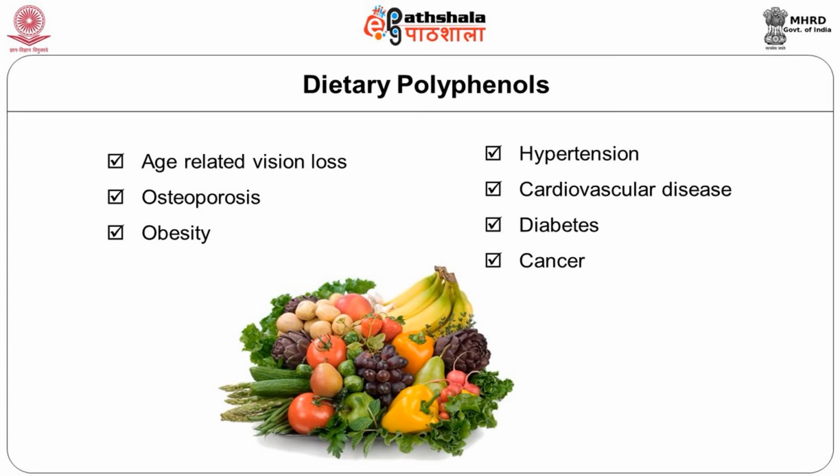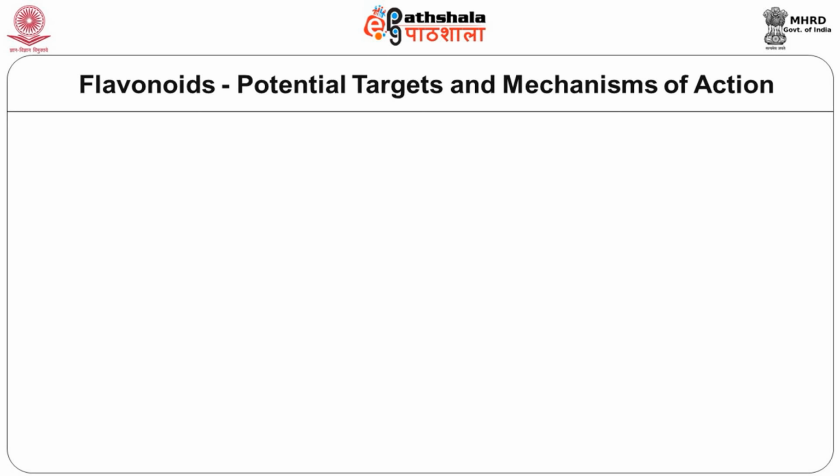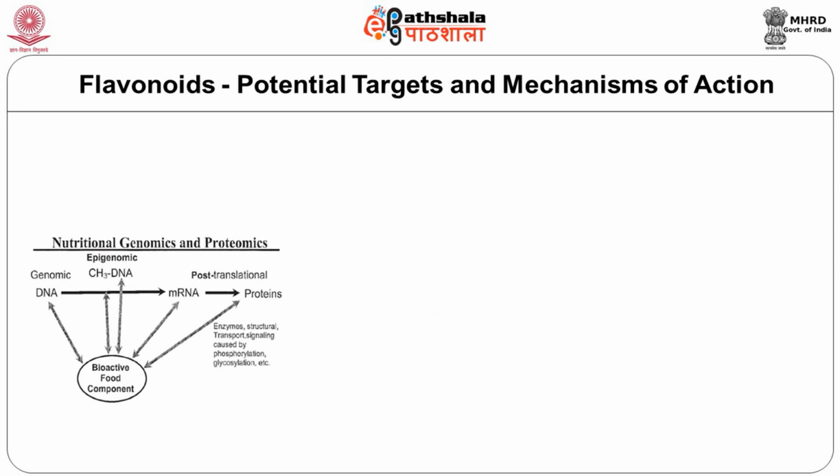So, flavonoids: what are the potential targets and the mechanism of action, if you could learn? The cellular and molecular targets like enzyme inhibition or activation can take place in the presence of flavonoids. Modulation of transcription factors, nuclear receptors and gene expression. Modulation of inflammatory response, antioxidant action. Cell cycle regulation, competition with endogenous substrates for receptors, modulation of cell signaling pathways, and many other targeted mechanisms have been attributed to the polyphenolic compounds.